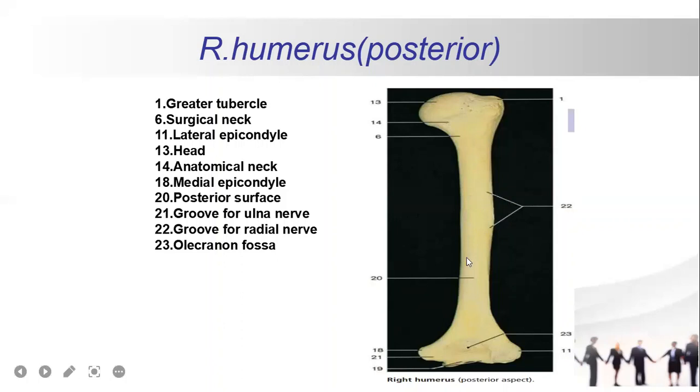We have number 20, which is the posterior surface of humerus. We have number 23 right here, which is the olecranon fossa. We'll be able to identify that, and we shall check in detail about that. Number 11 is the lateral epicondyle. Remember, number 18 is the medial epicondyle. Then number 11 is the lateral epicondyle. We have number 19. This is the articular surface of the humerus. Number 19 is the articular surface of humerus.